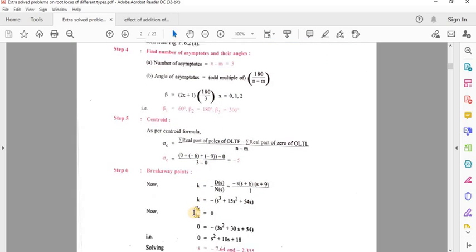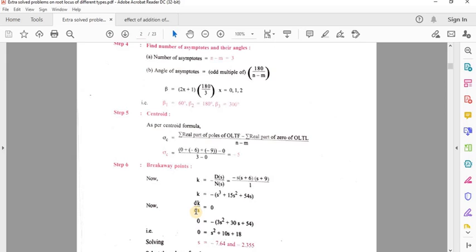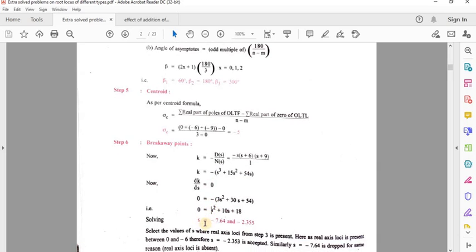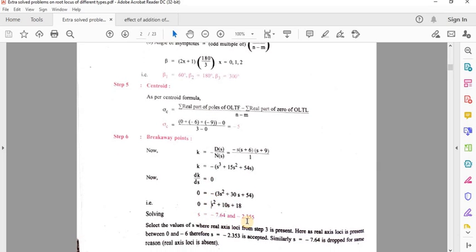Now the breakaway point. The breakaway point is the point at which the root locus will leave the real axis. It is given as k equal to minus D upon N. The denominator is written as it is, the numerator is written as it is, then cross multiplied, meaning expanded, we will get this. Now put the derivative of k with respect to s equal to 0. Then by differentiating this we get this term, and by using the quadratic formula we can find the roots. The roots are minus 7.64 and minus 2.335.